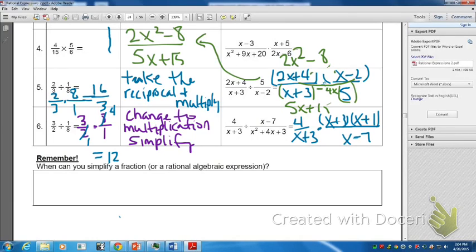Can we cancel out the x plus 3? Yeah, we sure can. Absolutely. So the x plus 3's go. Anything else? That's it. Okay. So 4 times the x plus 1 would be what? 4x plus 4 over x minus 7.